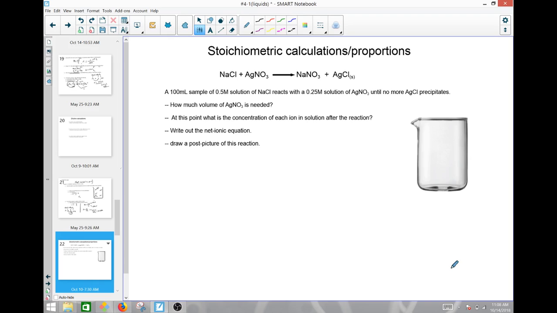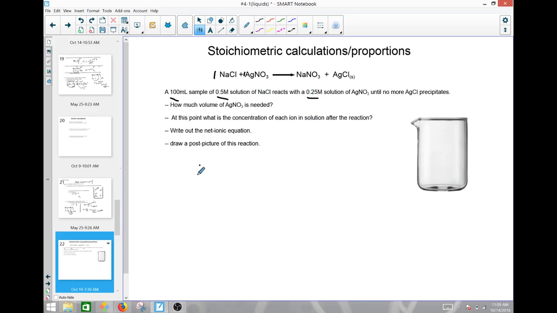Okay, so a couple things I notice about this reaction. One, it's a 1-to-1 ratio. Okay, this guy's forming a solid. This guy is just flowing around. A few things also I noticed. One, I have 0.5 molar of NaCl and 100 milliliters of NaCl. And then this guy's half as concentrated.